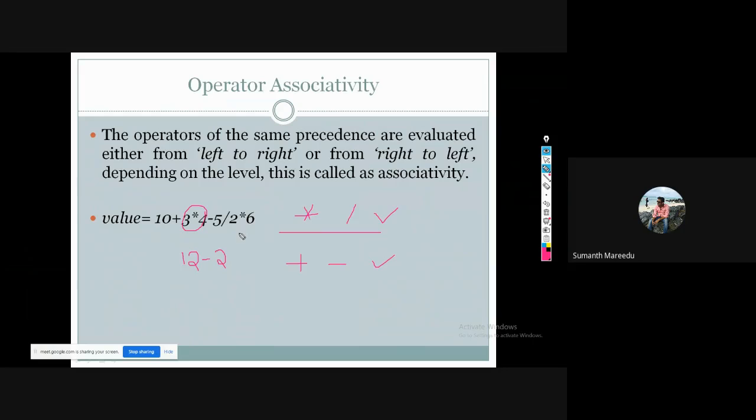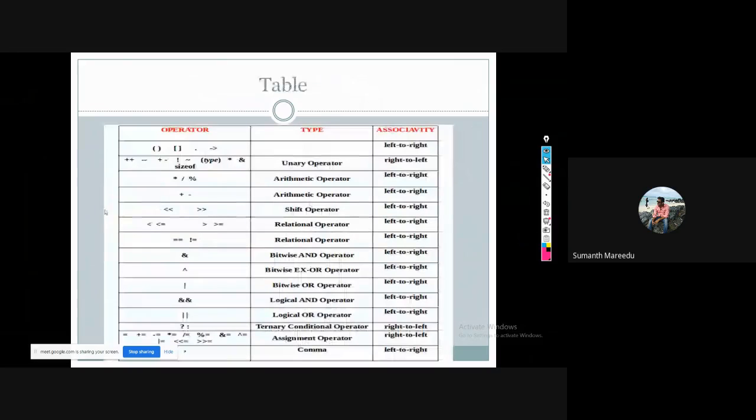So what is the value of that? This value becomes 2, so 2 into 6 is 12. 12 minus 12 is 0, so the answer is 0. And we have 10 before this, so 10 plus 0 becomes 10. This is how you apply precedence and priorities.